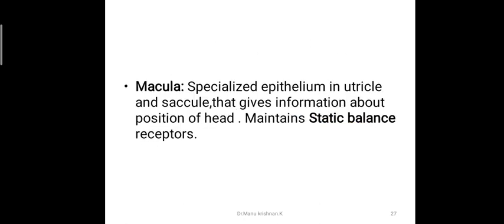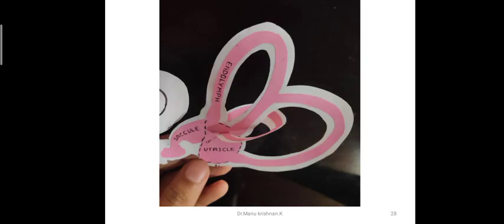While the macula, specialized epithelium in utricle and saccule, gives information about the position of the head and maintains the static balance. I have told that earlier. In the utricle and saccule, in the medial wall, there is a thickening called macula, which maintains the static balance, while the crista, which is present in the ampulla of semicircular ducts, maintains the kinetic balance of the body. So the same diagram we can see here, the saccule, utricle, the semicircular ducts, and how they open into the utricle.